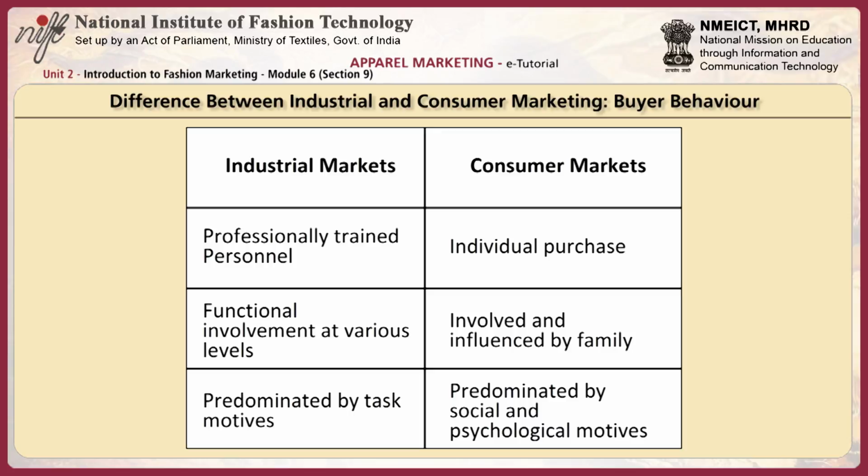Whereas in consumer market, individuals many times would be purchasing on OTC, that is over the counter product. He will be buying whatever is there on the counter and ready to wear. The product is ready, which are sold by many retail companies. As we have seen in consumer behavior, the family involvement, the influence of social and psychological motives predominate the consumer buying.